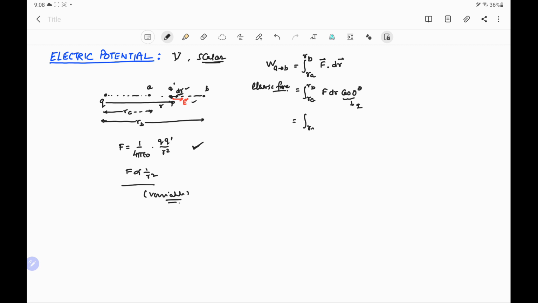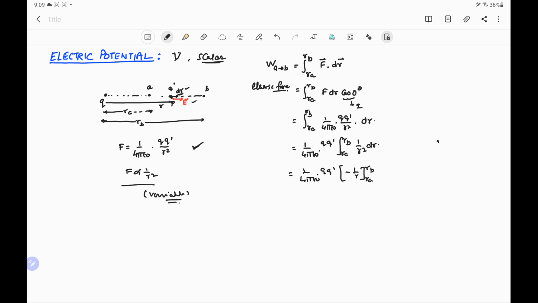We will get the integral from RA to RB of F, where F is 1 by 4 pi epsilon naught Q Q dash by R square, into dr. This is equal to, the constant terms are taken out, 1 by 4 pi epsilon naught Q Q dash integral RA to RB of 1 by R square dr. This is equal to 1 by 4 pi epsilon naught Q Q dash, and now the integration of 1 by R square is minus 1 by R, and the limits are RA to RB.